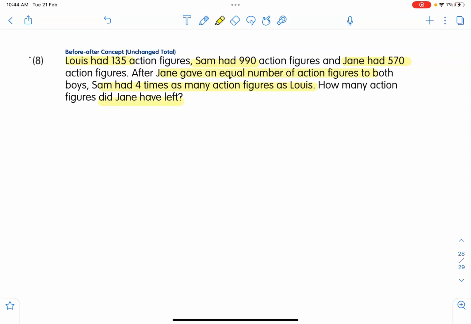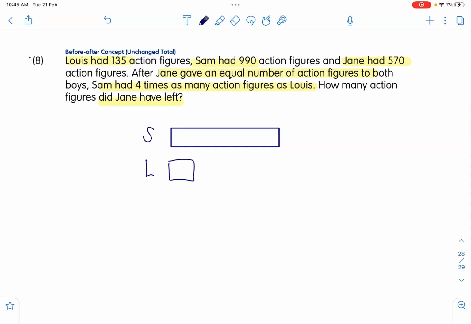So that's the question. Okay, so obviously we have to compare, and I will always start drawing using the phrase where there is a comparison between two people, because to me it's easier to draw my 4 times and my 1 time. So for Sam, I have 4 units, and for Lewis, I have 1. But notice that this 4 times for Sam is after Jane gives an equal number of action figures to the 2 people. Okay, same for Lewis.